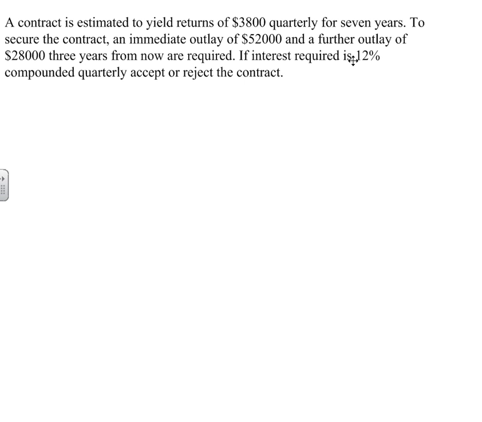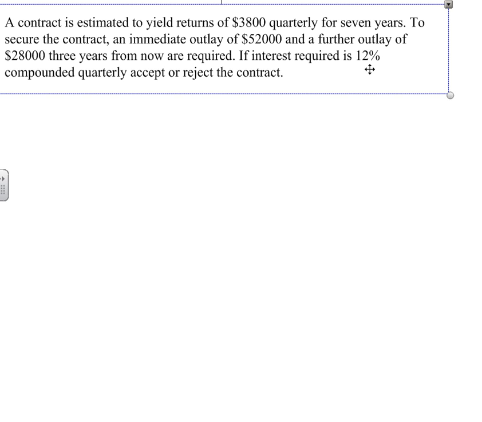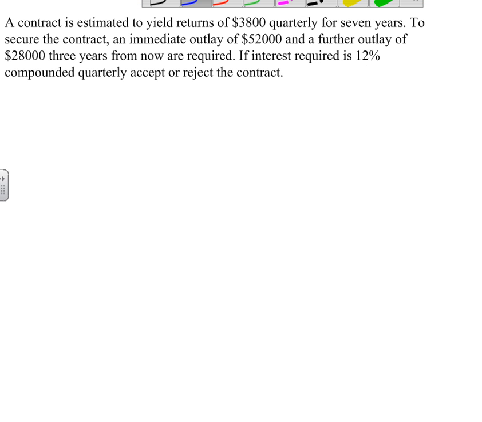And the company expects to return or to receive 12% on any money that they invest in projects. So if they have to spend $52,000, they expect a return on that of 12% compounded quarterly. So we have to analyze this contract. All of these numbers are spread out over different periods of time. This is over 7 years, this is now, this is 3 years from now.